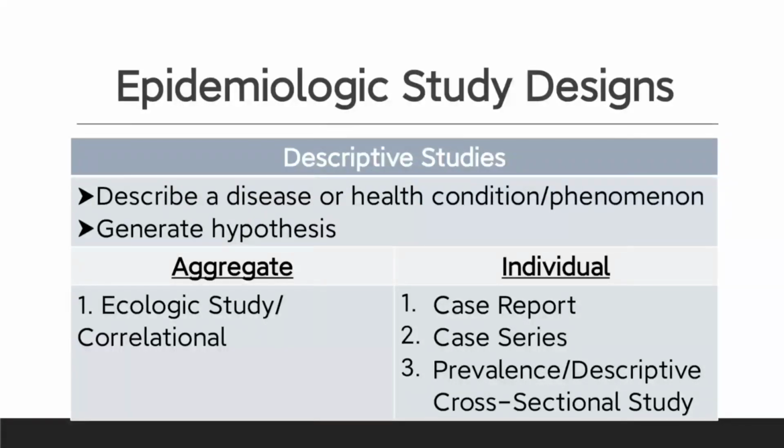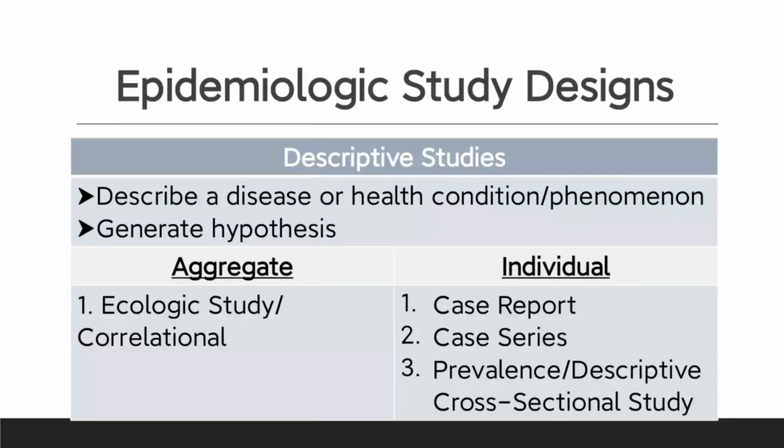Okay? And ano pa yung gusto niyang gawin? Gusto niya is to answer yung distribution of health-related states, wherein sasagutin mo yung either yung who, yung where, or yung when, diba? Yan yung mga sinasagot natin. Okay? So, in our slide, sabi dito, describe a disease or health condition phenomenon, and lastly, syempre, generate hypothesis. And we have two types of descriptive study design.